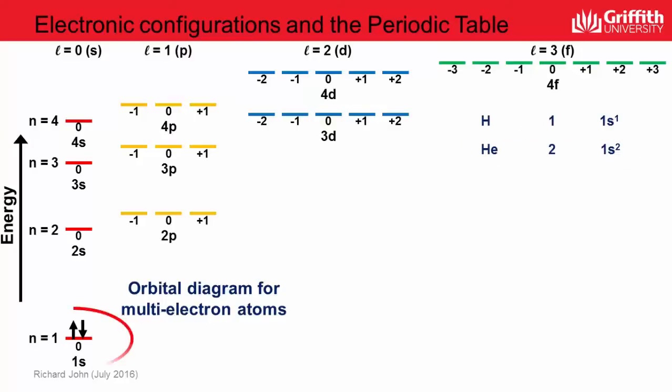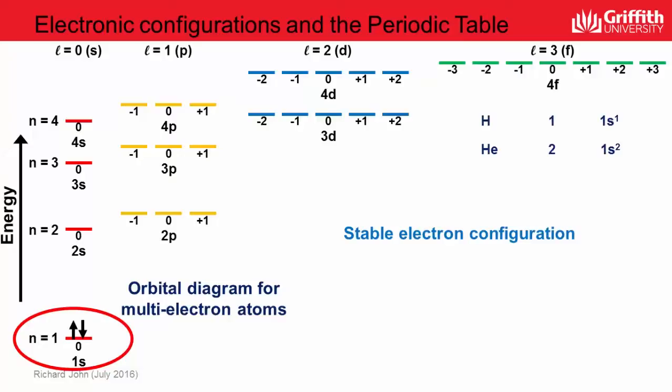Now the first thing to note about the filling of the 1s subshell is that when it is full, that is with 2 electrons, we have a very stable electron configuration. Now how do we know this? Well, we know that helium is very stable and tends not to take part in chemical reactions, which means that it has a very stable electron cloud.